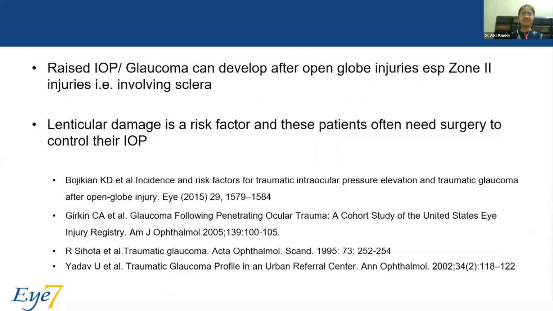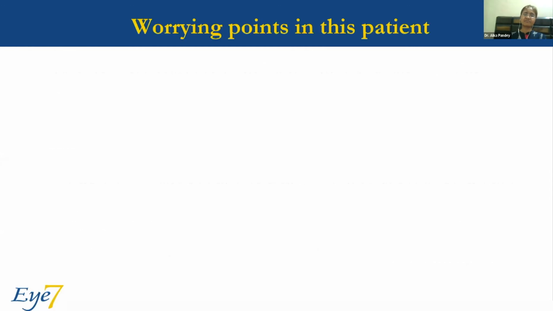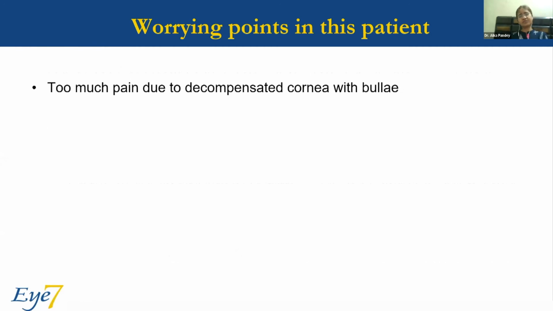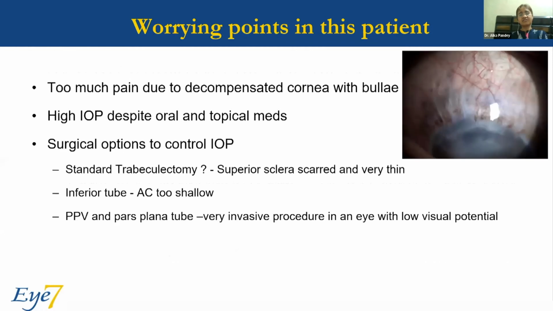We all know that raised pressures can develop after open globe injuries, especially if the sclera is involved. And if there is lenticular damage, these patients often need surgery to control the pressures. So in our patient, she was in too much pain due to her decompensated cornea with bullae. Her pressures were very high despite the oral and topical medicines. So naturally, the most logical thing to offer her was surgery. But then look at her superior sclera. Was a standard trabeculectomy really possible? Such a bad scar, and the superior sclera was very thin. You can almost see the uvea popping out.